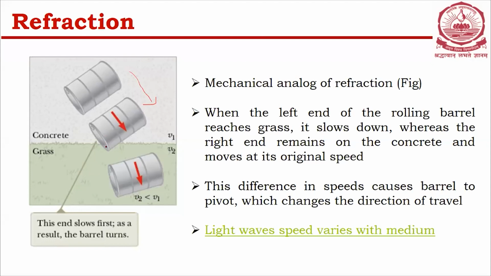So this will be a pivot point. Then automatically it will change the direction of this barrel. It will change its direction, and slowly the speed of all the other points reduces, and as a result, it changes its direction. So you can just take this as an analogy.